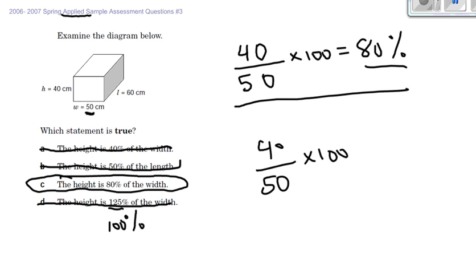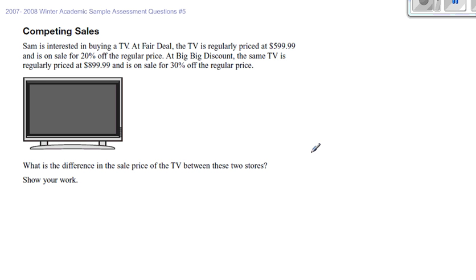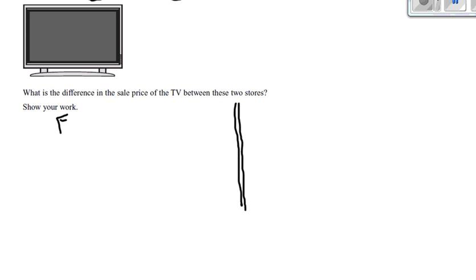So let's look at some other types of percent questions that you might see on the academic EQAO. For example, Sam is interested in buying a TV. At fair deal, the TV is priced at $599.99 and is on sale for 20% off. At big discount, the same TV is $899.99 but on sale for 30% off. What is the difference of the sale price of the TV between the two stores? There are two ways that I like to teach and discuss calculating discount, and I'm going to show you both of them.